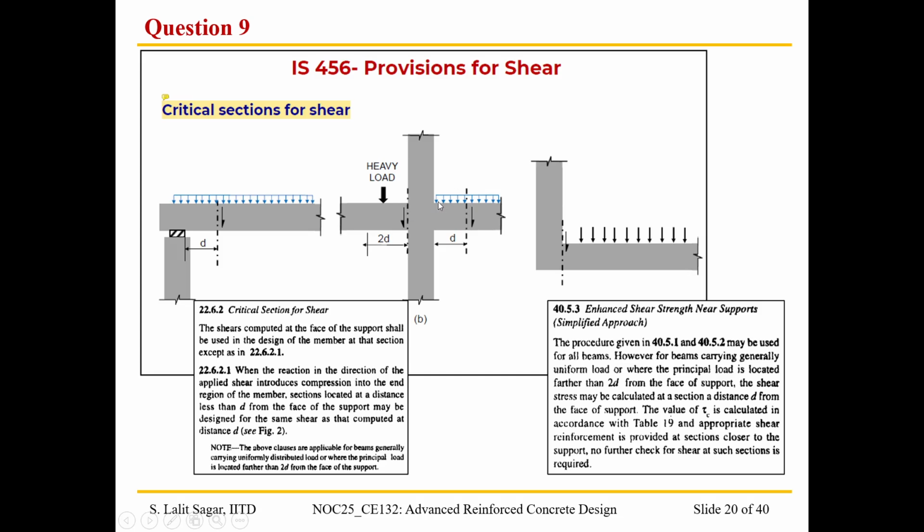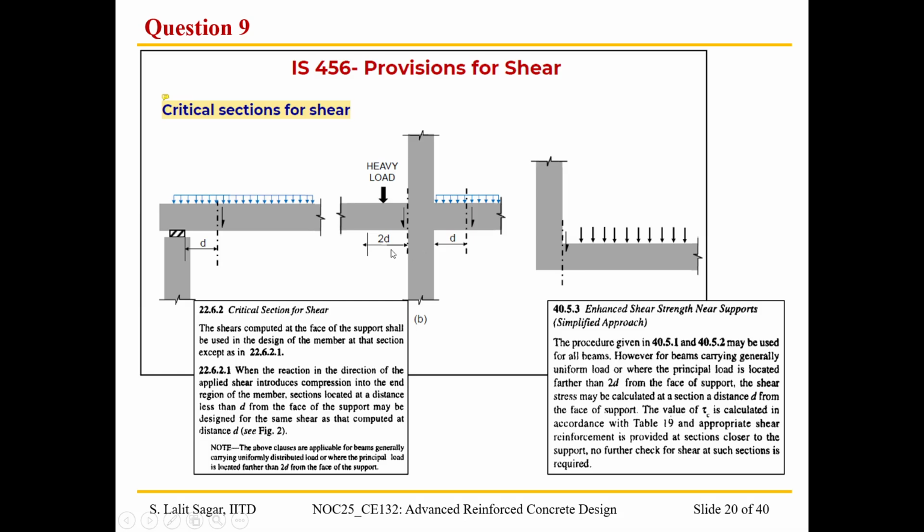But if there is a uniformly distributed load acting on the beam, then we may safely consider the critical section at a distance of d from the column face. Here we can see the corresponding provisions, clause 26.6.2 of IS 456 and clause 40.5.3 of IS 456, which has the details on how to consider the critical cross section depending on the type of loading acting on the beam. So I request you to please have a look at it later on.